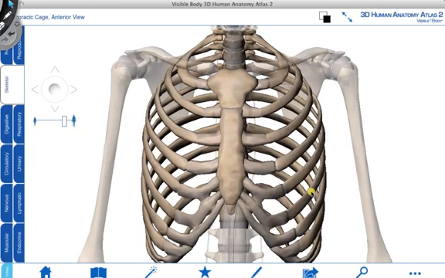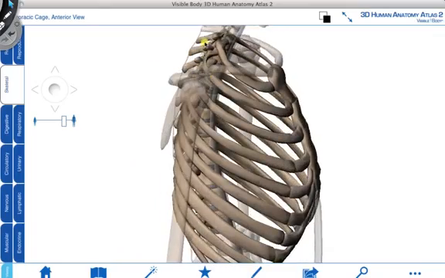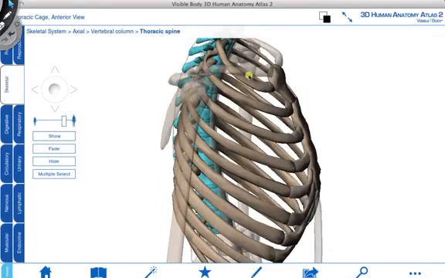The skeleton of the thoracic cage consists of 3 major parts. Anteriorly we have the sternum, laterally we have 12 pairs of ribs on either side, and posteriorly we have the thoracic vertebrae, the 12 thoracic vertebrae.